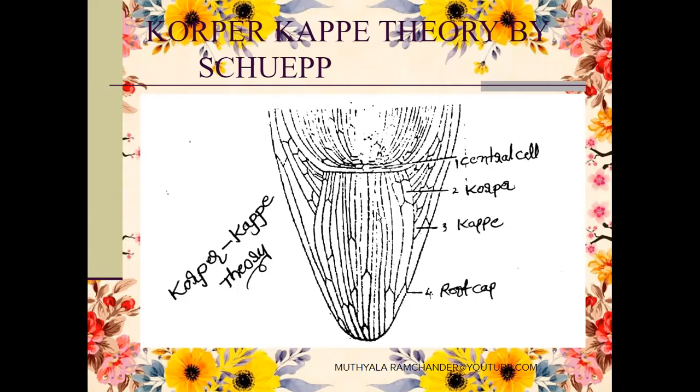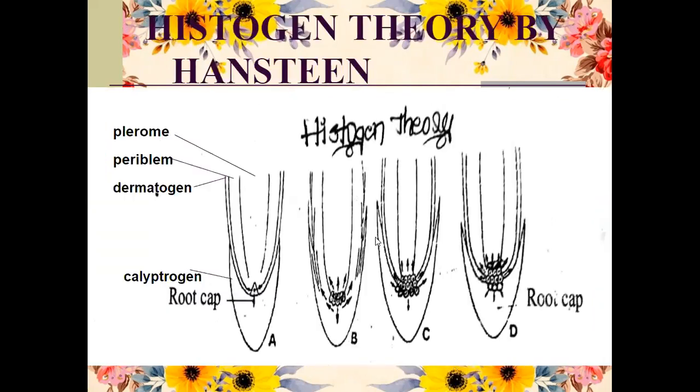These are the Carper-Cuppy theory, Hanstein theory, and apical cell theory. These three theories explain the root apical cell theories. From these three theories, the important one is Hanstein theory, and it is the accepted theory in all Tracheophyta plants.